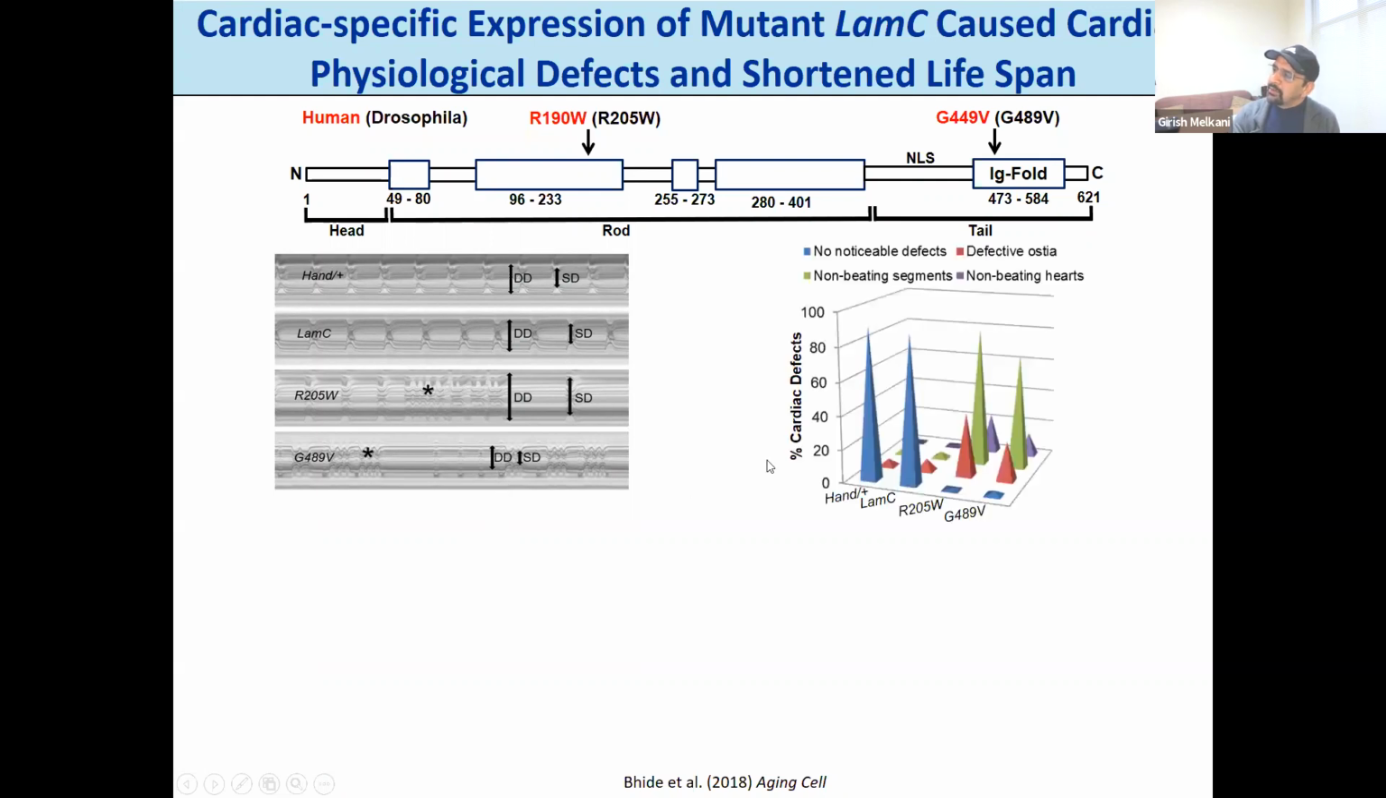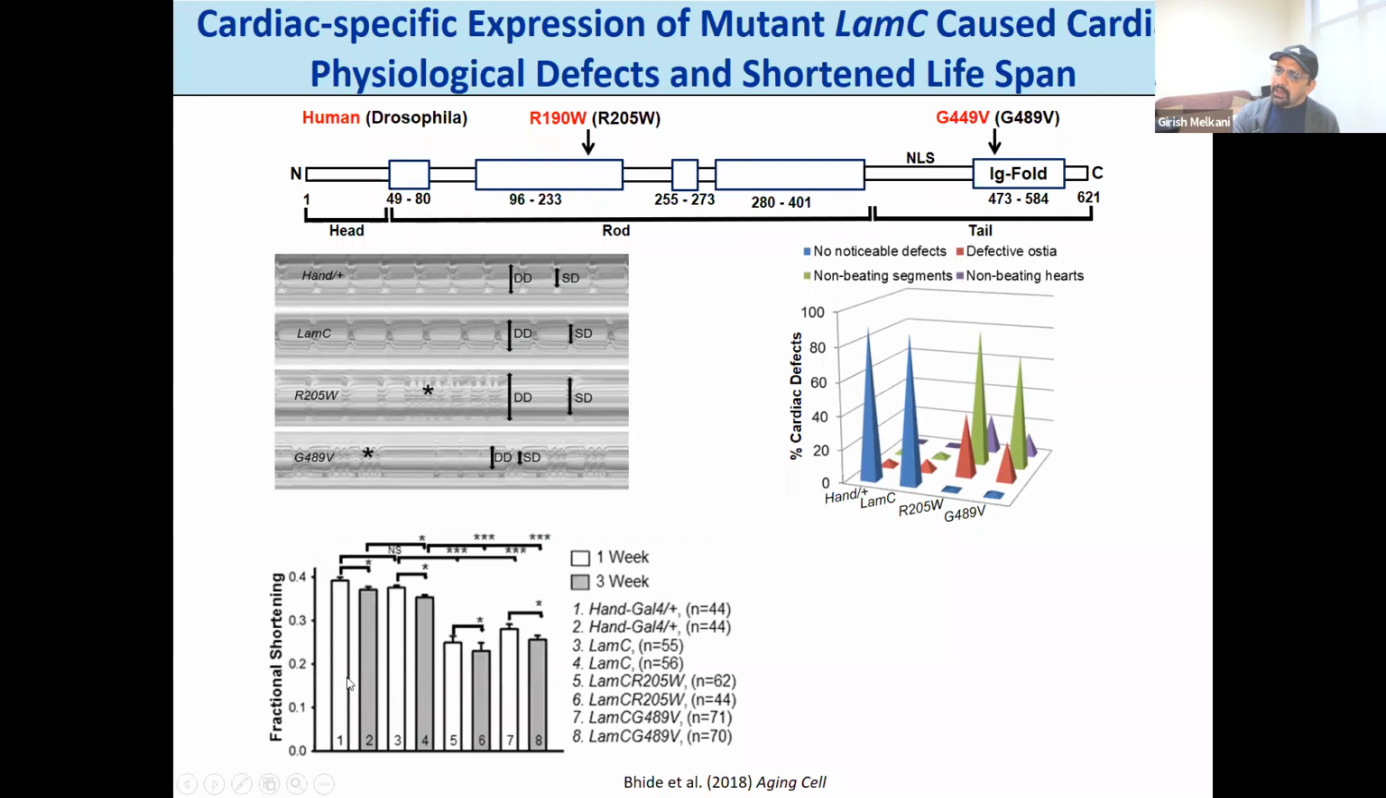Okay. Then we looked at the cardiac defects. As you can see, wild type doesn't have a major defect, but the mutants have severe defects. They have defective ostia, they have non-beating segments, and some of the hearts will not beat at all.